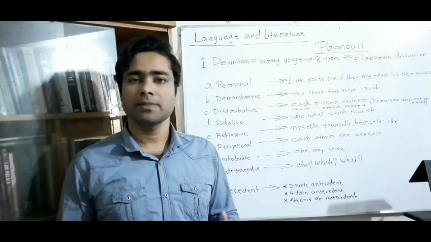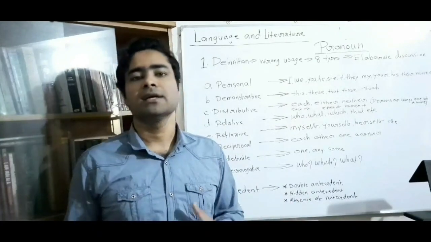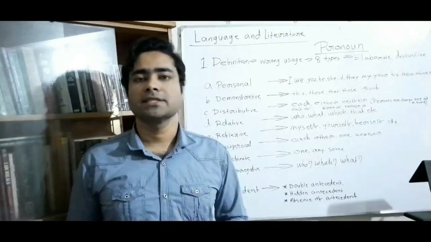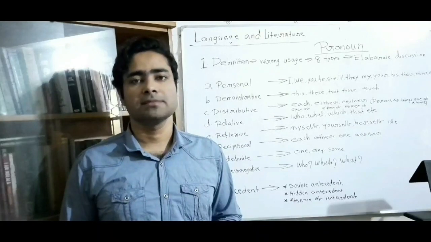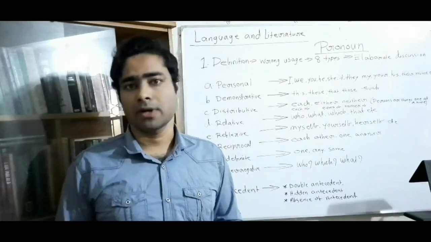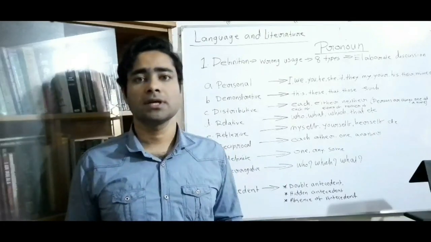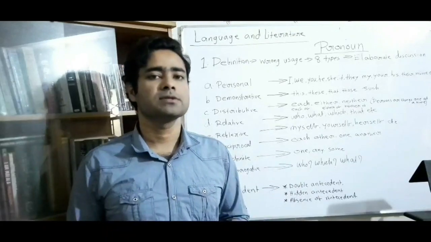For example, this is my pen, this is their house, this is his book. These are the possessive adjectives because they work like adjectives. But absolute possessive pronouns do not behave like adjectives. They simply behave like pronouns. For example, this pen is mine, those books are ours, and this building is theirs. These are called absolute possessive pronouns.